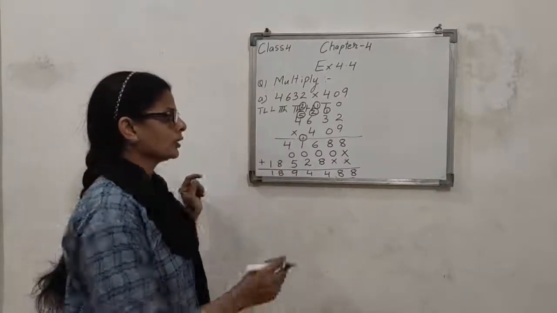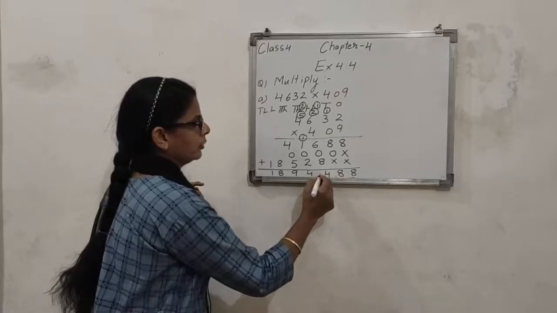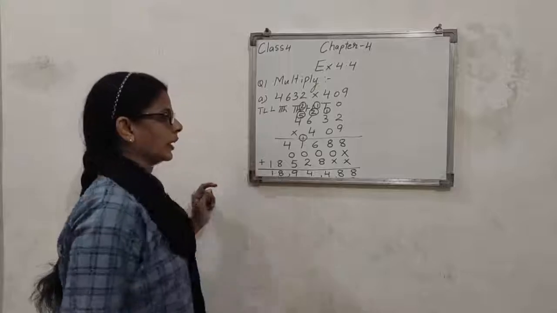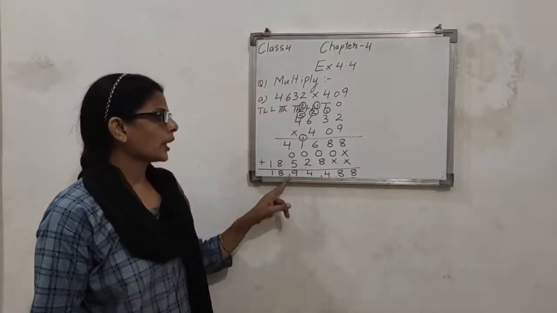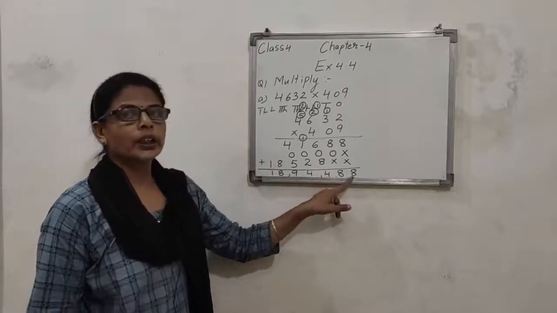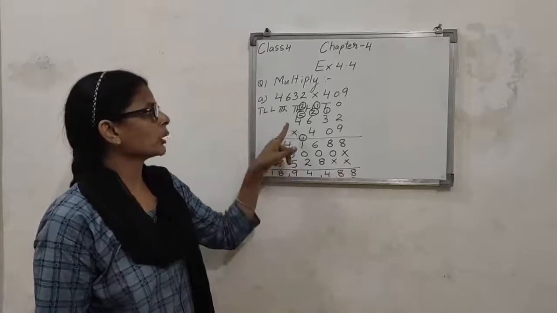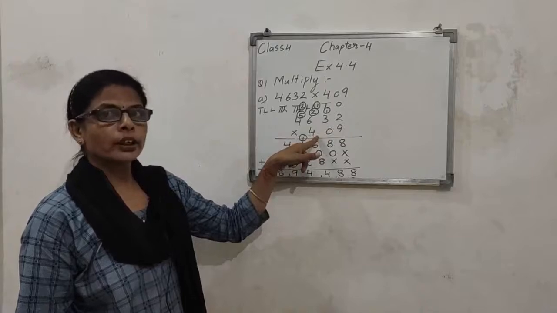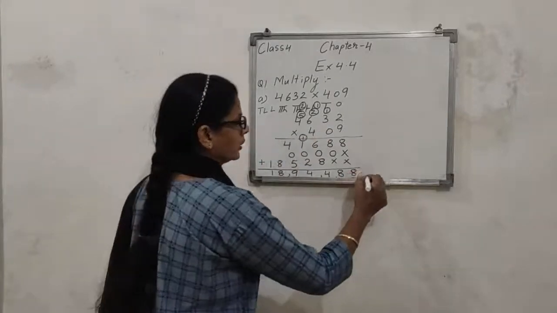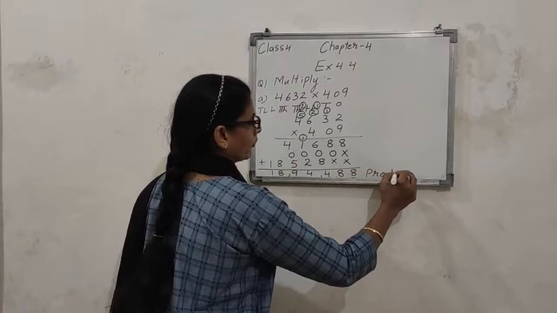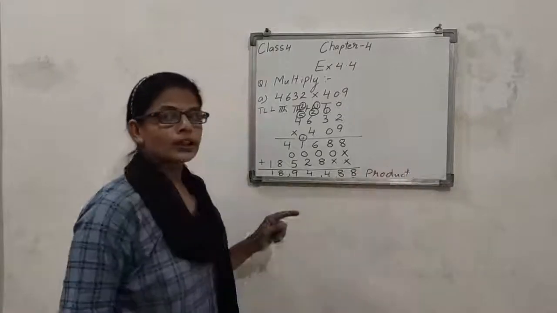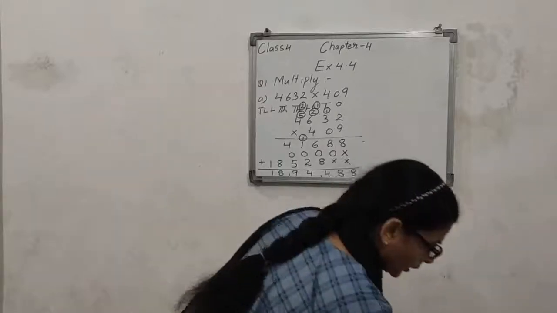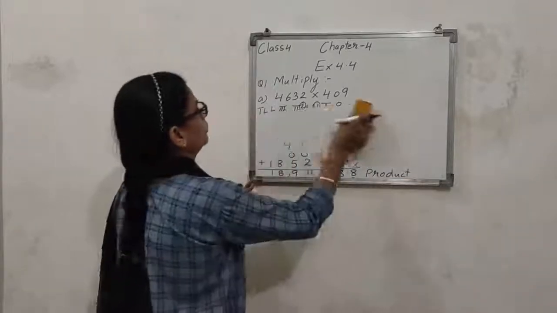Now put the commas. Ones, tens, 100, 1000, 10,000, lakh and 10 lakh. So 18,94,488 is the product when we multiply 4,632 by 409. This is the product. Because answer of multiplication is known as product only. Another question, B question.